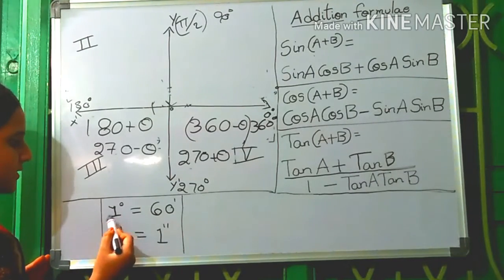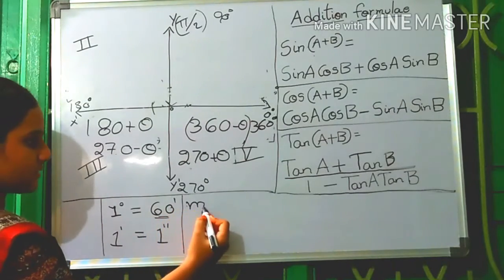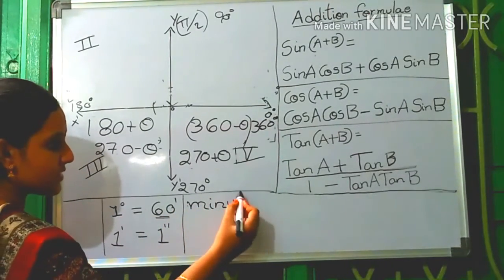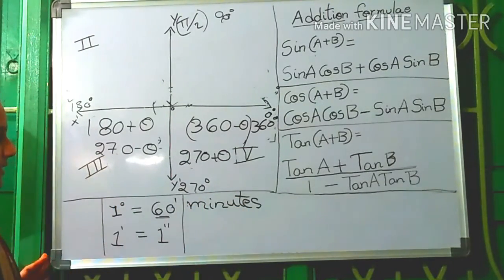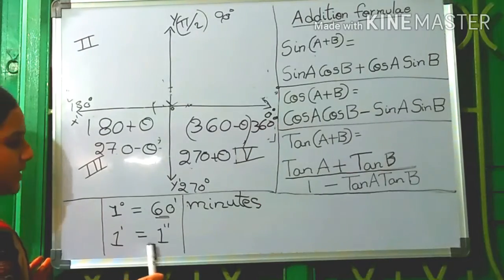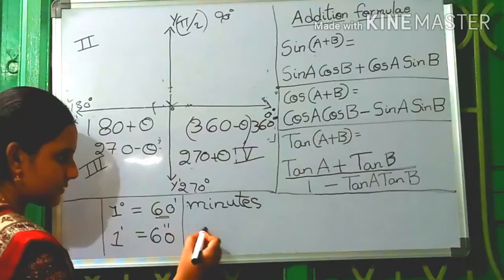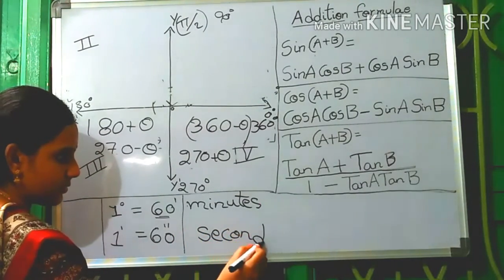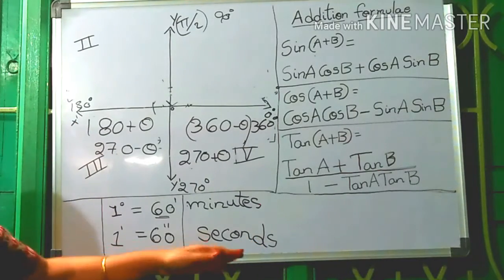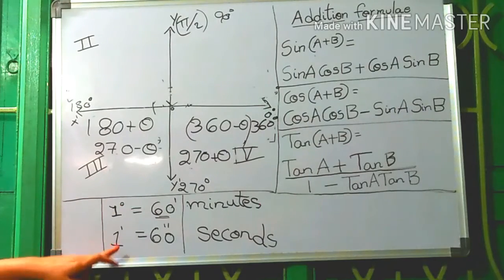1 degree is equal to 60 minutes. This is mentioned as minutes, not the minutes which we have in time. 1 degree is equal to 60 minutes and 1 minute is equal to 60 seconds. These are different from the units which we mention in time.